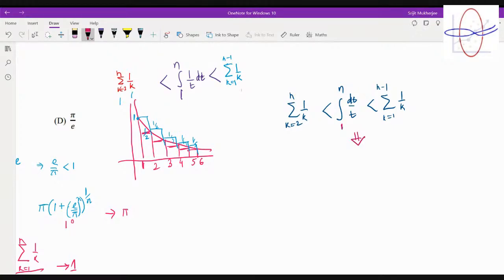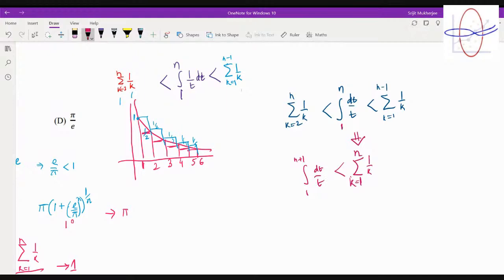So let's try to bound now. We'll change this to bounding k from 1 to n. We will try to bound this. Try to understand this: if we add n over here, what do we get? If you try to get a lower bound to this, it will be the integration from 1 to n plus 1 of dt by t, right?